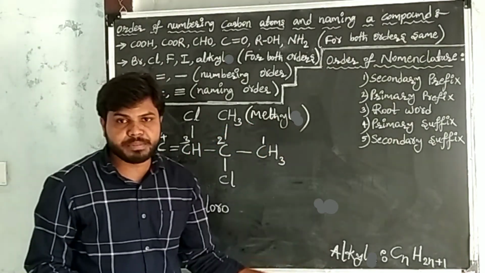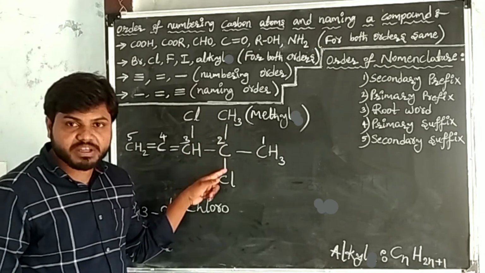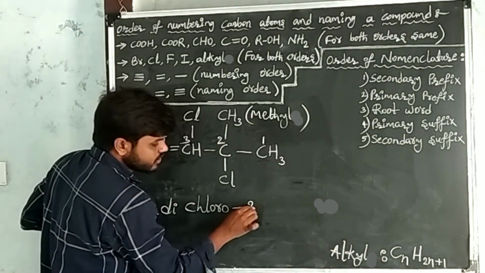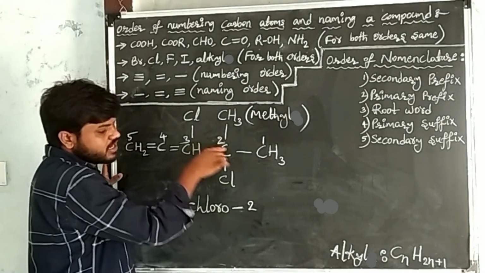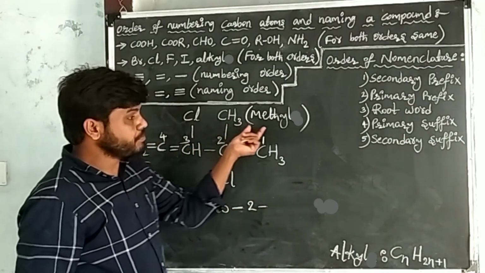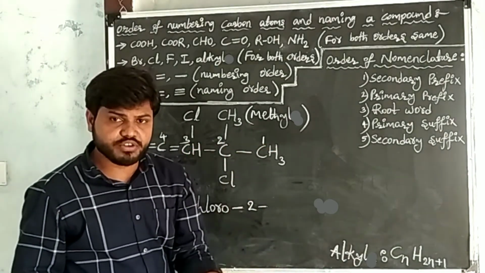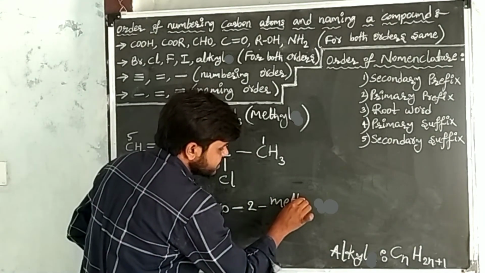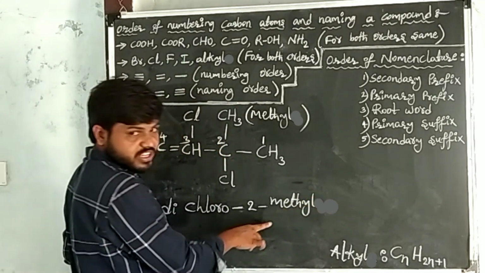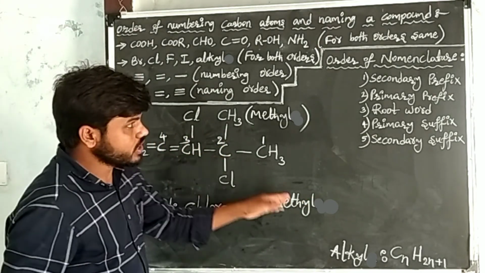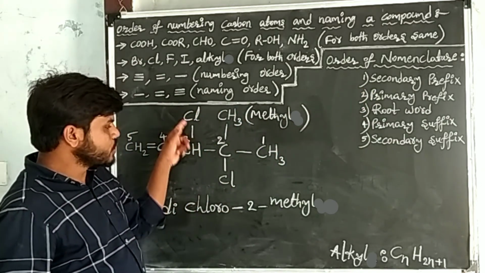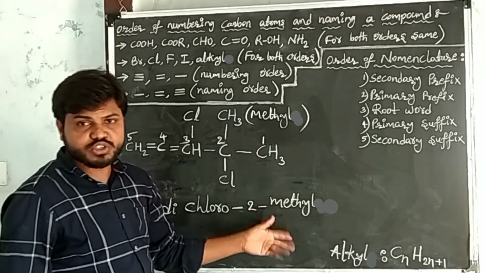Now take the methyl prefix. First write the position of the methyl prefix. Position of the methyl prefix is what? Second. Okay, I wrote the position of methyl. Then the prefix of methyl is what? Methyl only. I wrote the prefix of methyl. Our secondary prefix is completed. Two chlorines and methyl are also completed.